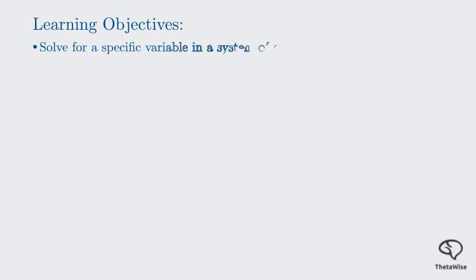Today, we're going to dive into a powerful method for solving systems of linear equations called Cramer's rule. By the end of this tutorial, you will be able to solve for a specific variable in a system of equations using Cramer's rule. Let's look at the problem we'll be tackling.